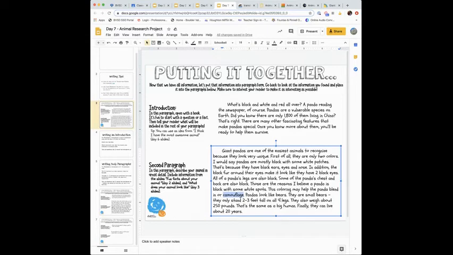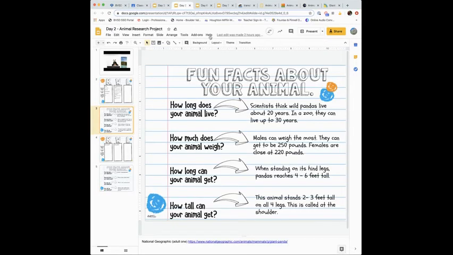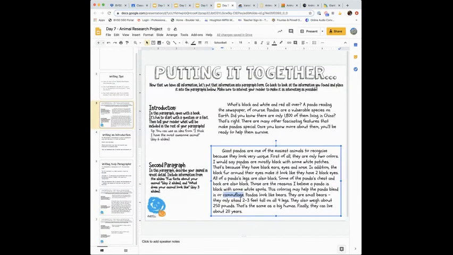Pandas look like bears. So this is that same idea. If they look like a bear, they must be a bear. They are small bears. So friends, I hadn't done anything from the day 2 slides about how long or tall they are, and that's why I added this here. They are small bears. They only stand 2 to 3 feet tall on all 4 legs. They also weigh about 250 pounds. That's the same as a big human.